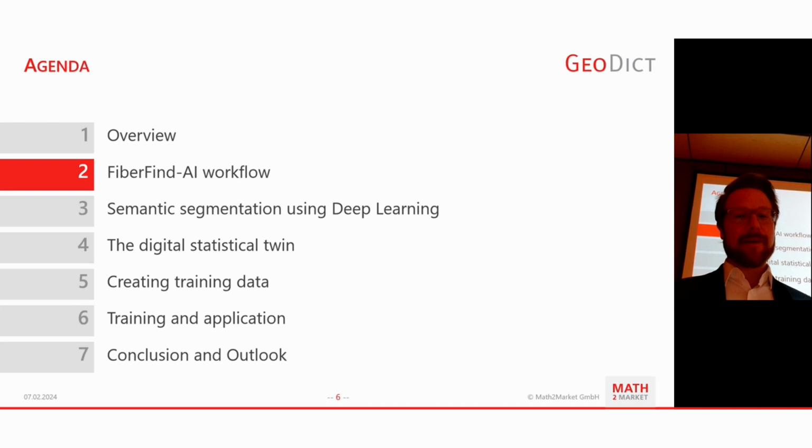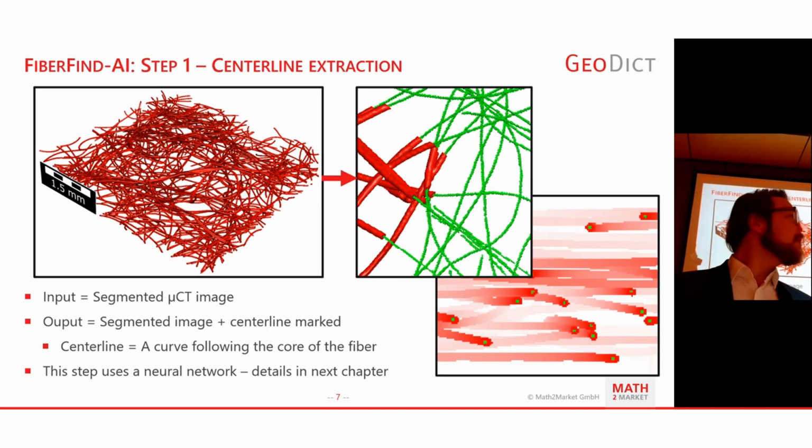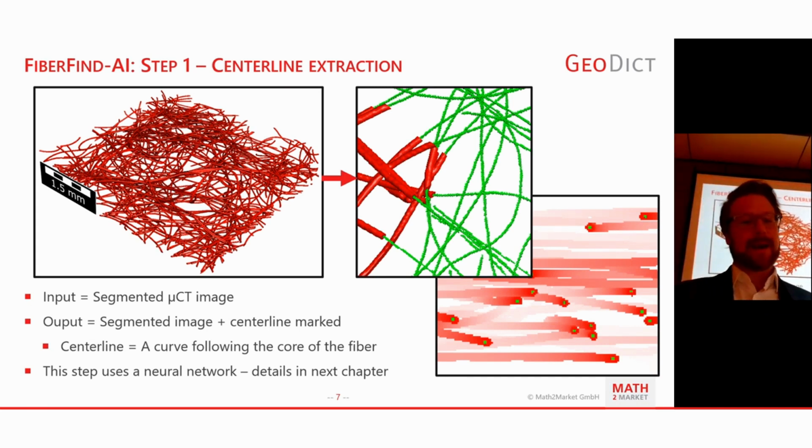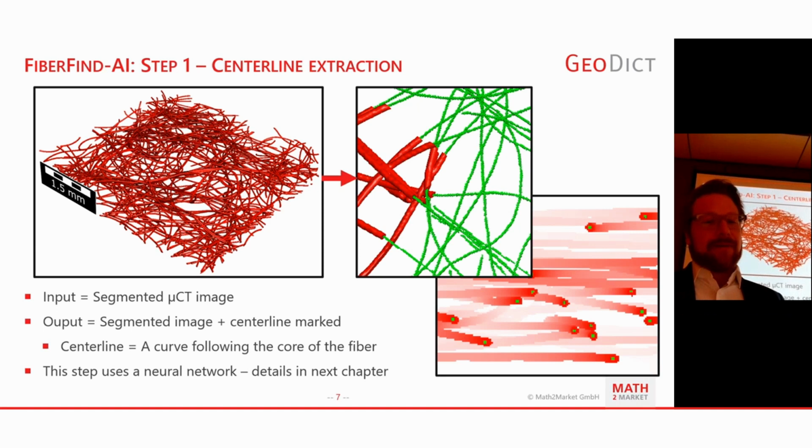Now let's talk about how FiberFind does this. In the first step in FiberFind AI, we take again the binarized image as an input, the segmented micro-CT image. And the first step produces a segmented image where the center lines, as we call them, are marked. So the center lines are a trajectory at the core of the fiber, which has a diameter of roughly 2 to 3 voxels, which is marked as an additional material phase, as you can see here in the right-hand image.